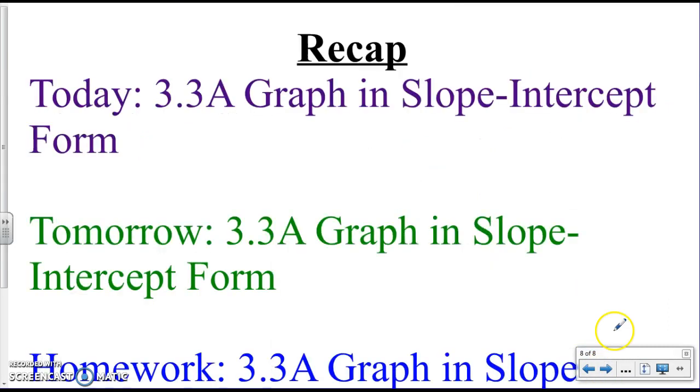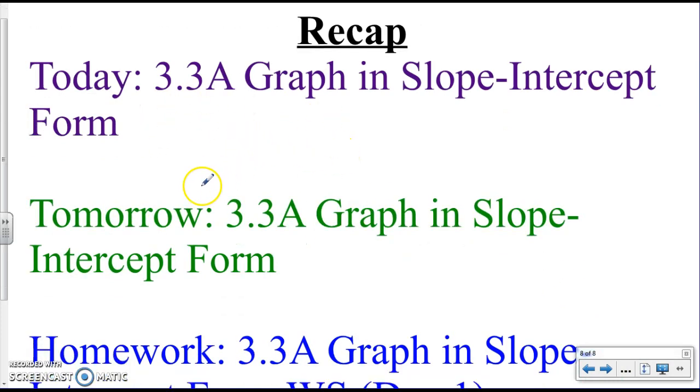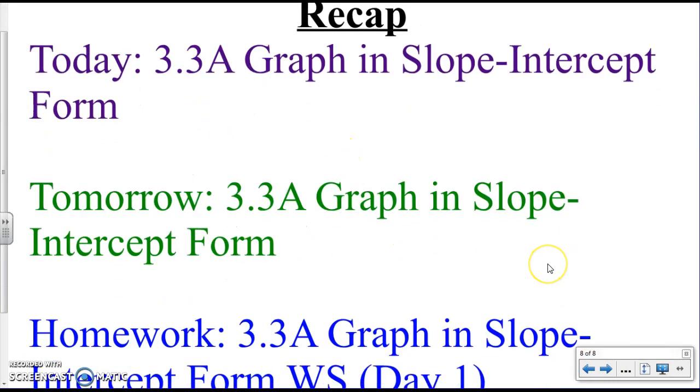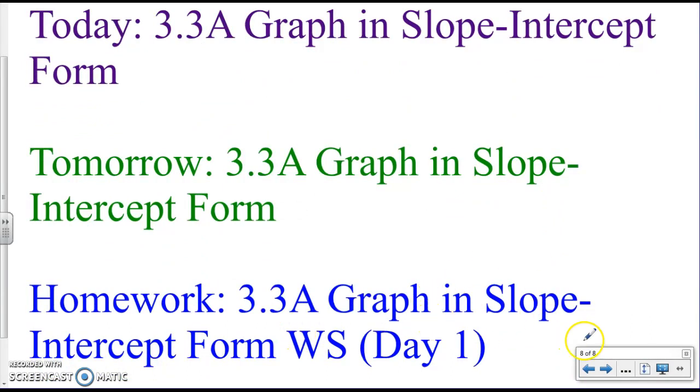When you finish, show them to me and I will give you your homework. We're going to practice more with graphing and slope-intercept form tomorrow. Your homework today is just graphing and slope-intercept form day 1.